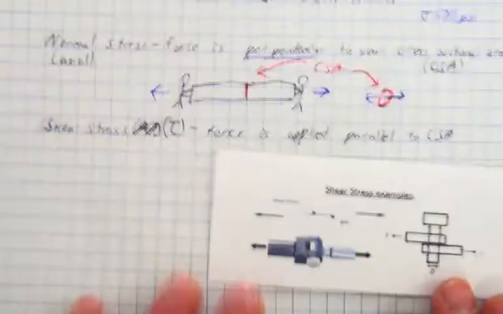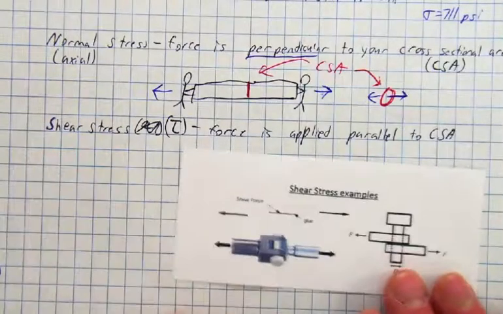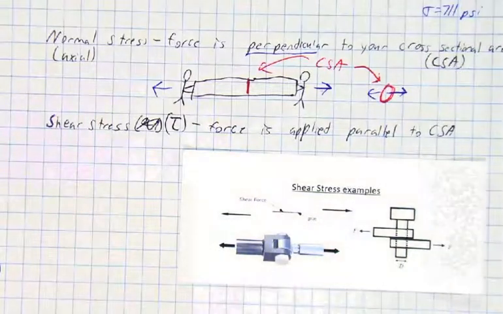Now's a good time to tape in our shear stress examples. Tape it off to the right. If you tape it off to the left, that's fine. You just have to draw everything I draw on the left off to the right. These are all good examples of shear stress, so pay attention while you're taping this in.